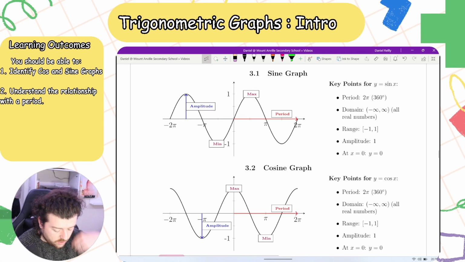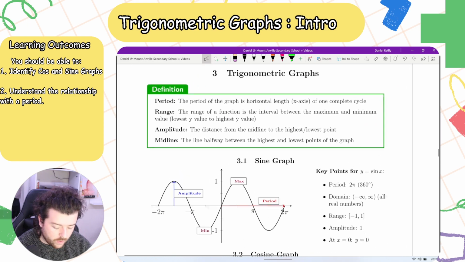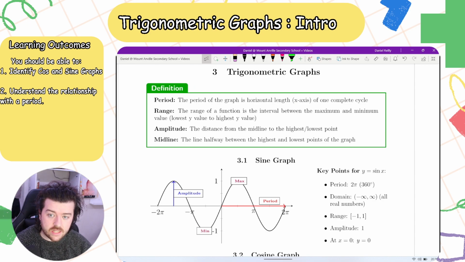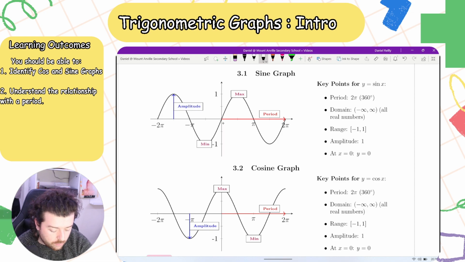So what are some key things we need to know about trig graphs? We need to know what the period is. The period of the graph is the horizontal length on the x-axis of one complete cycle. We can see here for sine and cosine, they're both 2 pi. So you see here they both complete a cycle after 2 pi.